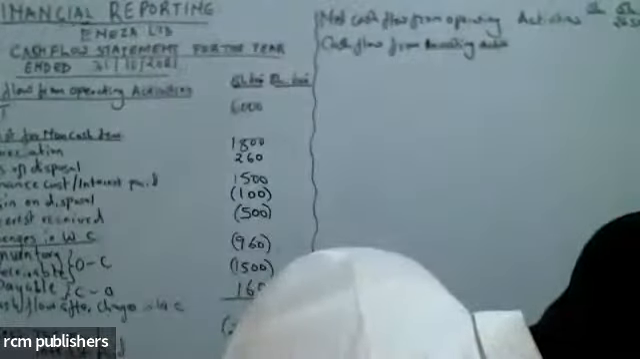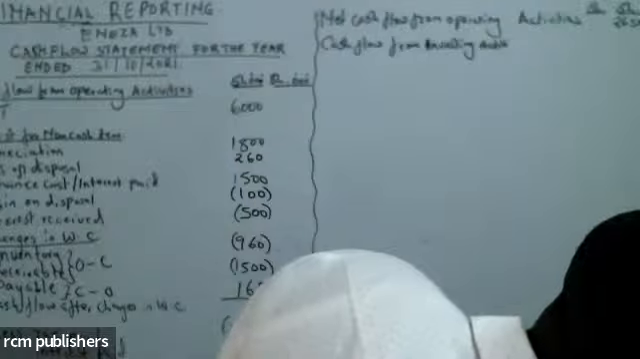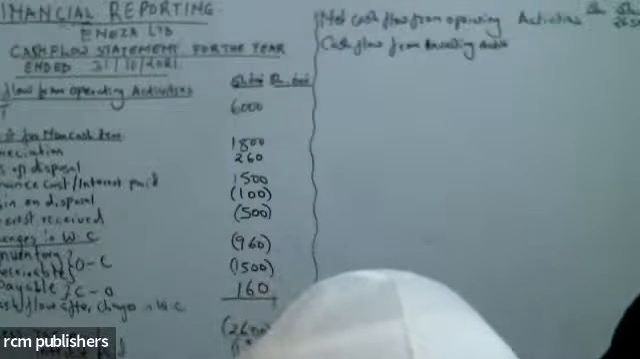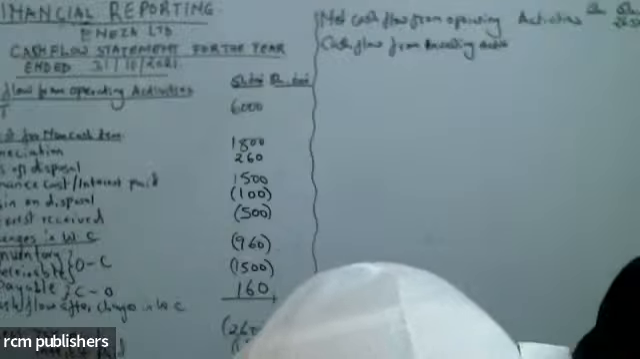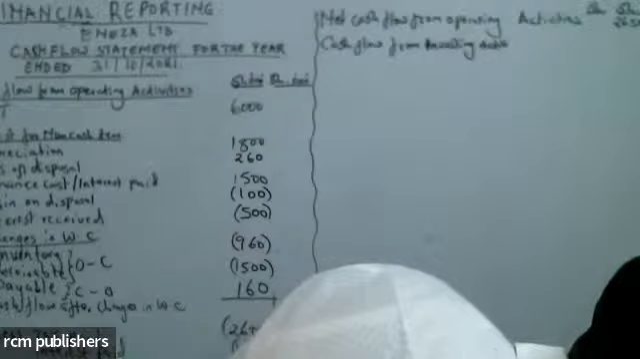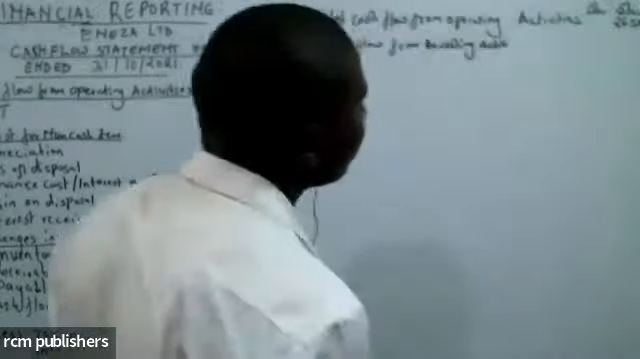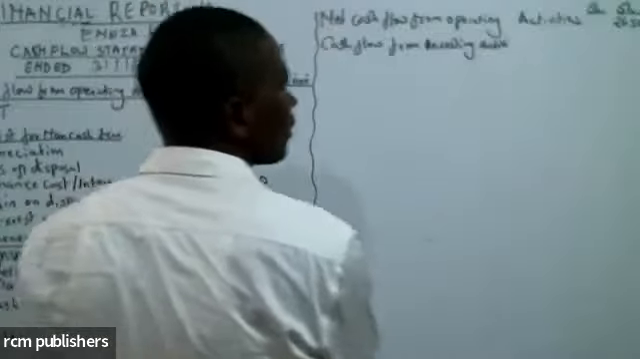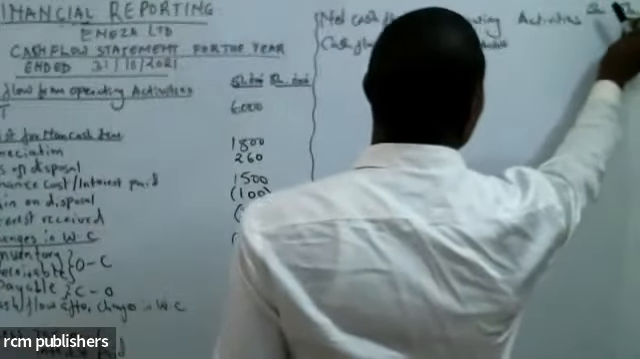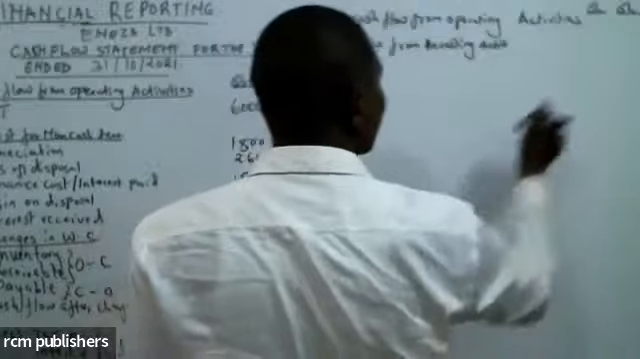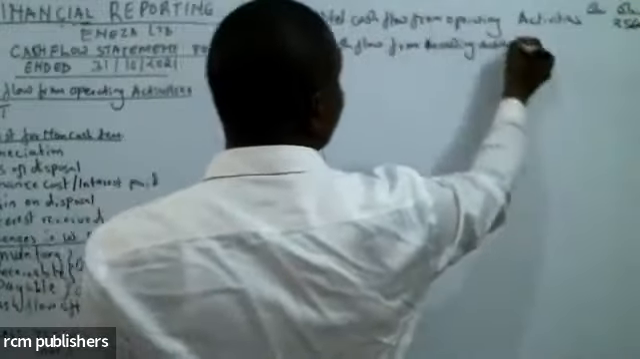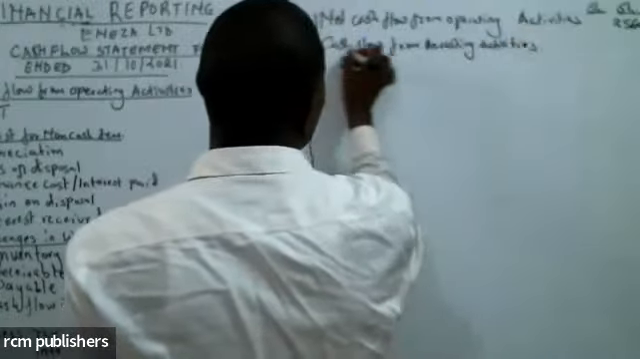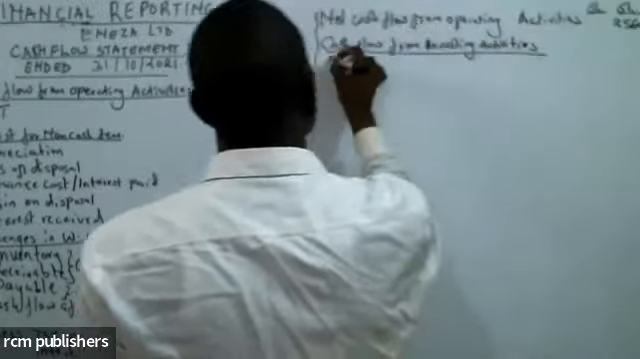Let me see your chart here. I've seen several charts here. It's 2560. Yes, 2560. Sawa. Activities. Now class, hapa ni direct.